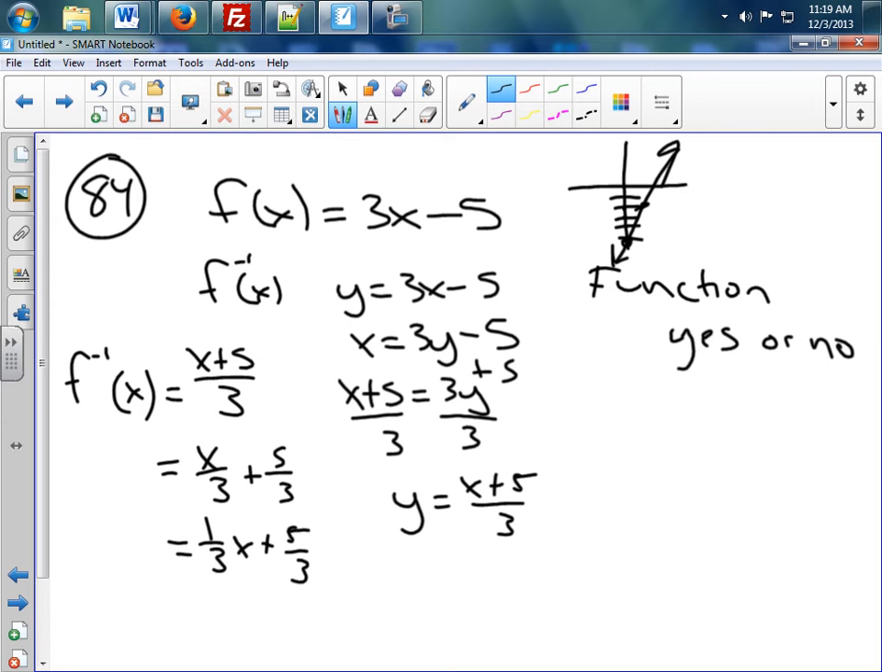Okay. However, it doesn't always happen. If the original one's a function, the inverse won't always be a function. That'd be a great third-page question, too.